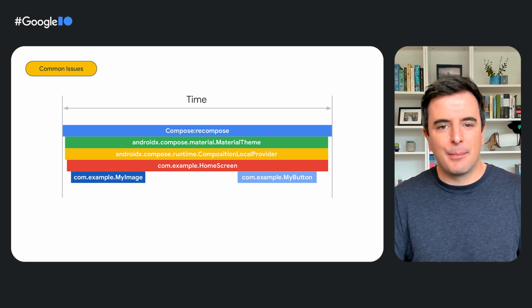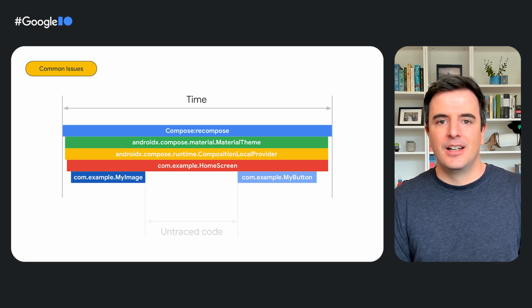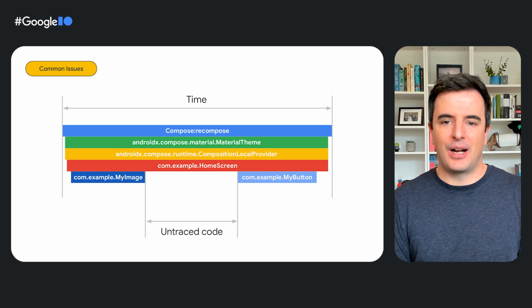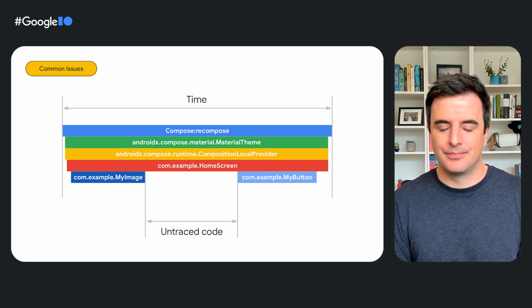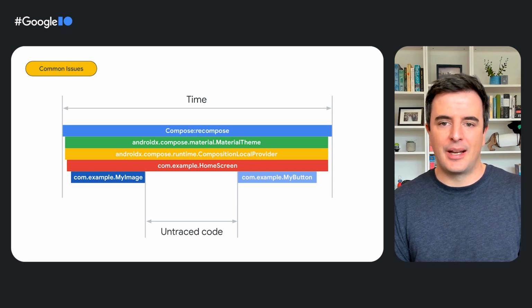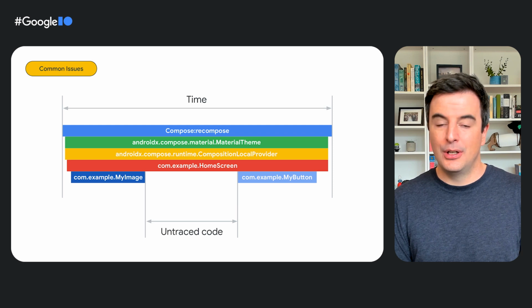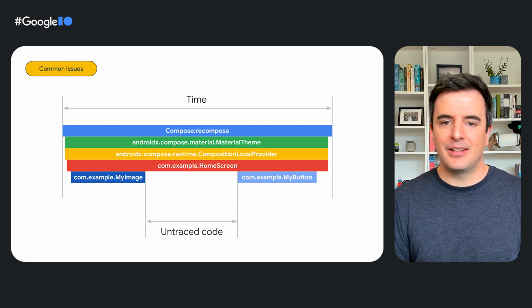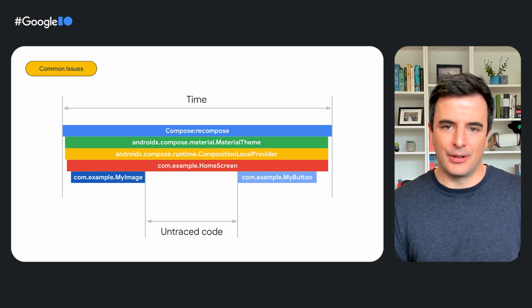But why is there a gap? Gaps in system traces are from untraced code being run. Remember that system traces only show code that is marked for tracing. The code being run is happening after My Image is called, but before My Button is called, and is taking up the amount of time the gap is sized. Let's have a look at a real example of this.